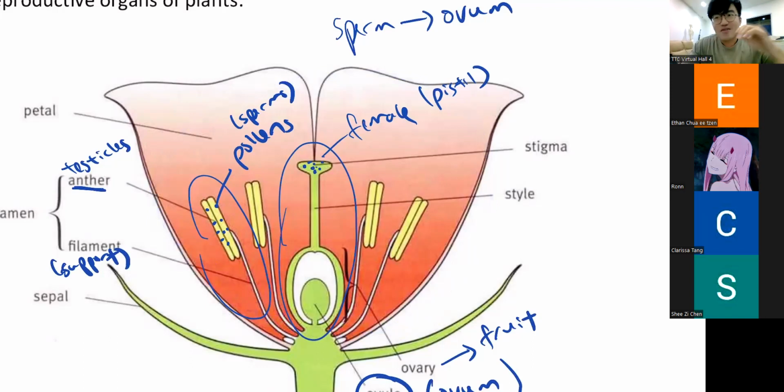For us humans, we can move, right? As a guy, how do you transfer your sperm to an ovum? You know what it is. How do you put your sperm into a female?